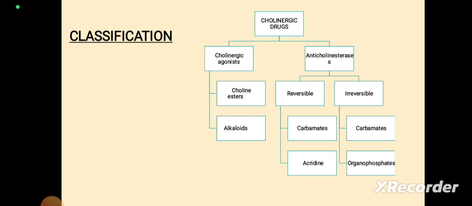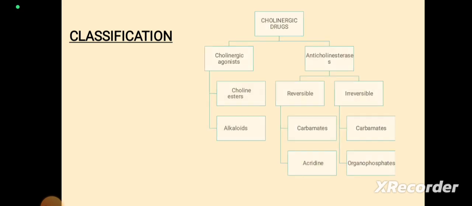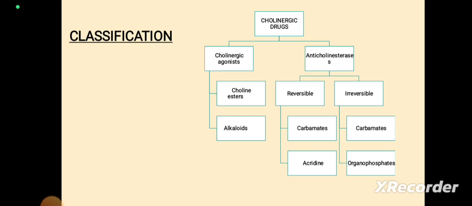Now, cholinergic agonists are of two types: choline esters and alkaloids. And anticholinesterases are of two types, reversible and irreversible. One is carbamate, another is acridine in reversible, and in irreversible there are also carbamates and organophosphates. The examples of these can be studied from the book itself, and maybe I have included them in the next slides.